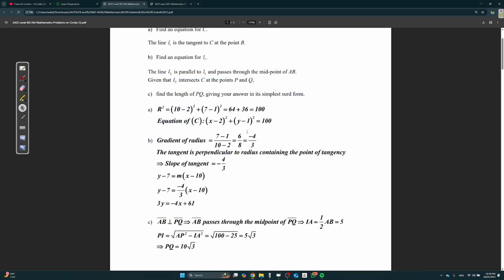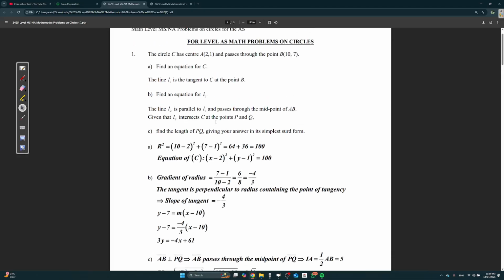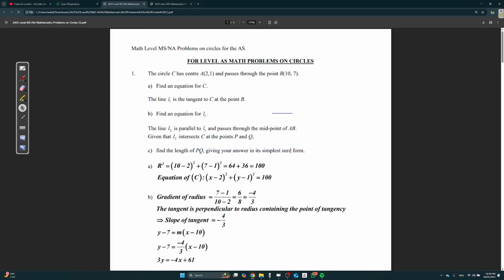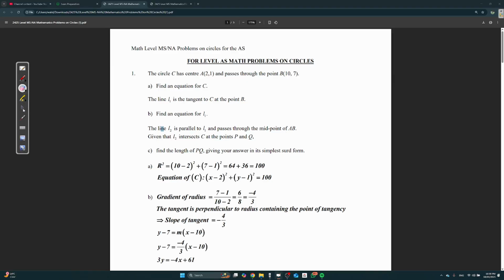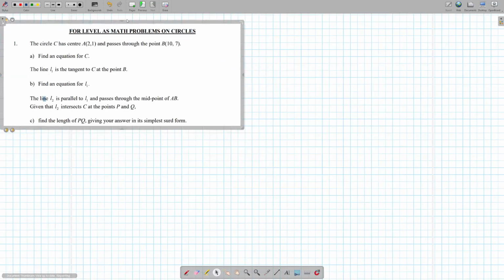Moving to part C. The line L2 is parallel to L1 and passes through the midpoint of AB. Given that L2 intersects C at the points P and Q, find the length of PQ. I think it's good if I draw this. I'm going to try my best to draw it, because I think you can't solve it without seeing it.